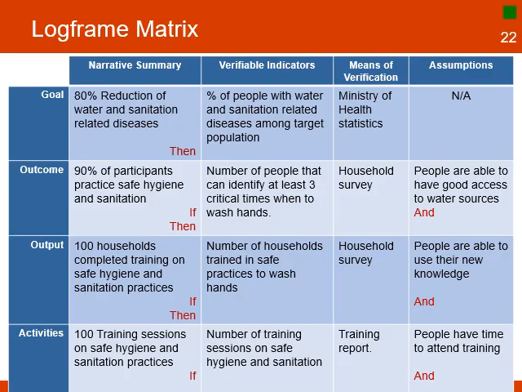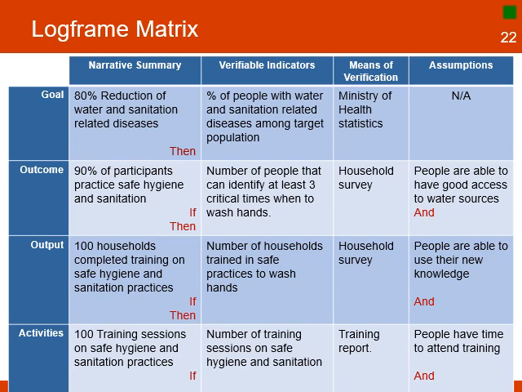Here's an example of the Logframe 4x4 matrix. The first column with a narrative summary of the goal, the outcome, the output, and the activities. The other columns include the verifiable indicators, the means of verification, and the assumptions. In this example, the project logic goes as follows.